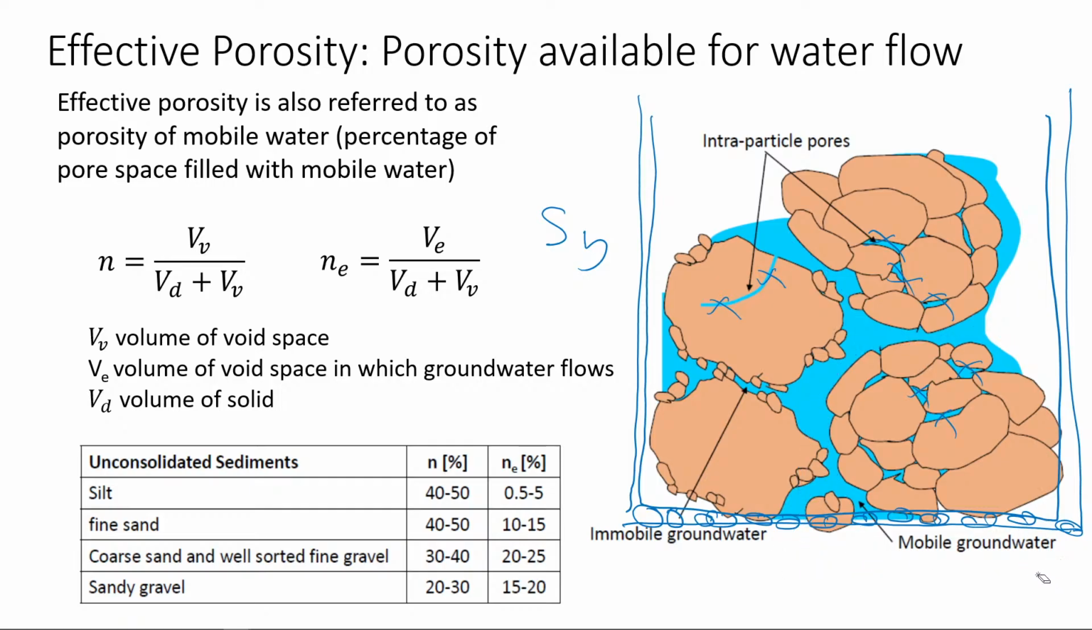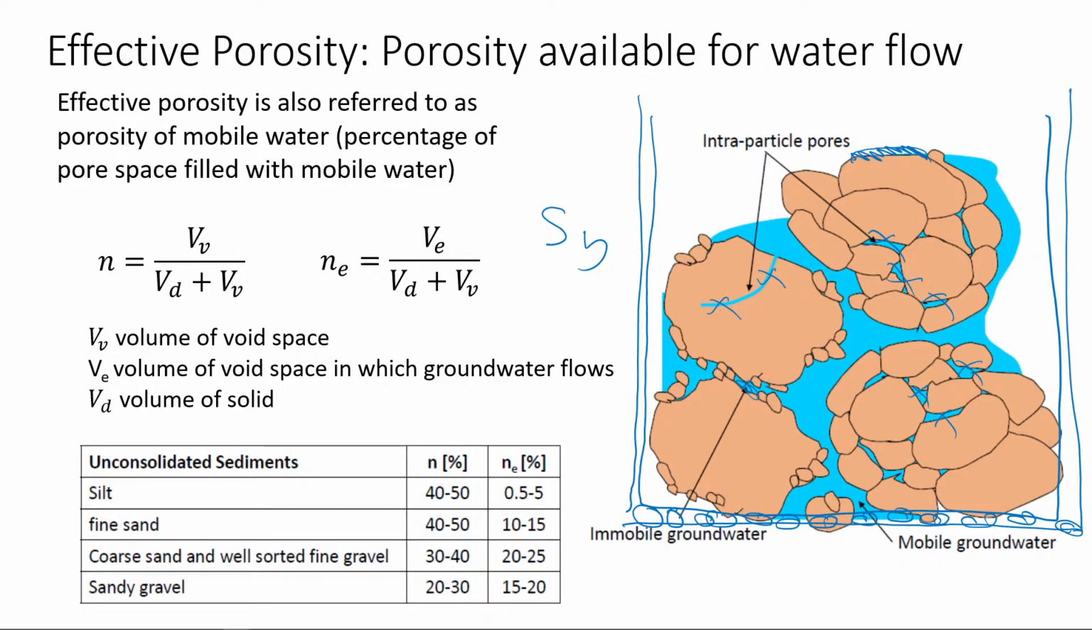So specific yield is basically the ratio of the volume of water that drains from the saturated rock, not the total volume of water, because some water will not drain. Why? Some water, you see, is stuck here. Some water will be stuck due to surface tension on the clay mineral. It will not drain by gravity. So this is called specific yield.